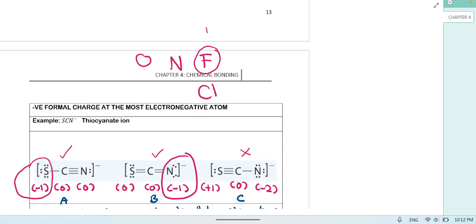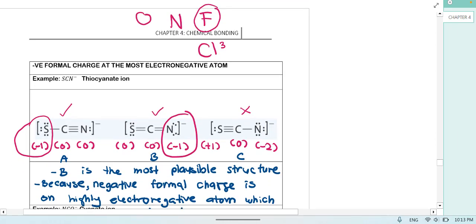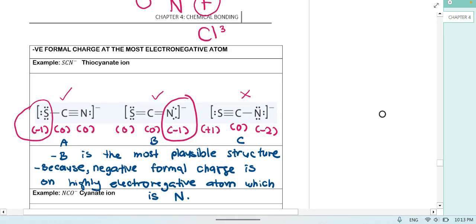Okay, F is the most highly electronegative atom, so this is number 1. Number 2 is N. Number 3 is Cl. Number 4 is oxygen. So between N and sulfur, which one is more happy to have negative formal charge? N, because N is highly electronegative compared to sulfur. So the most plausible structure is B, because negative formal charge is on the highly electronegative atom, which is N. So N is happier to get negative formal charge.